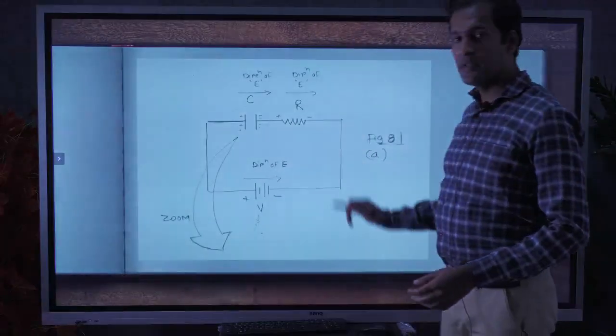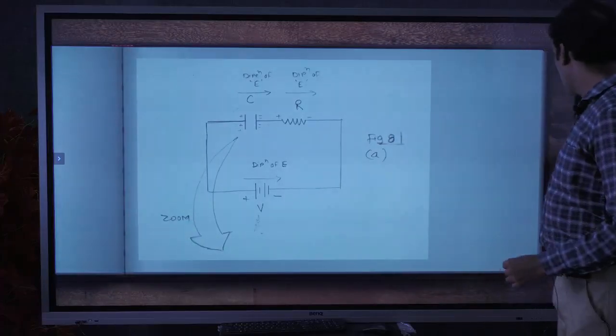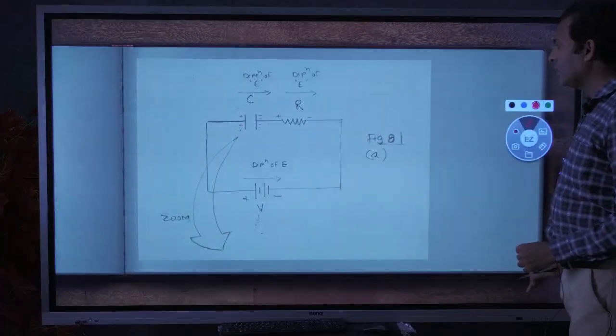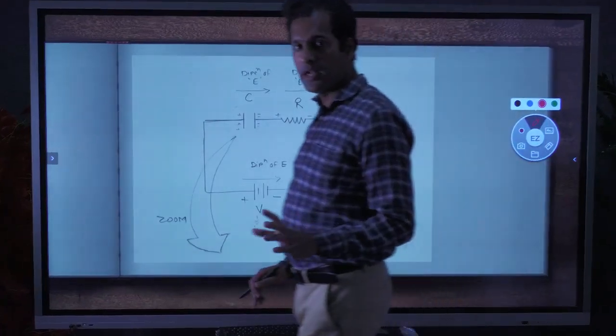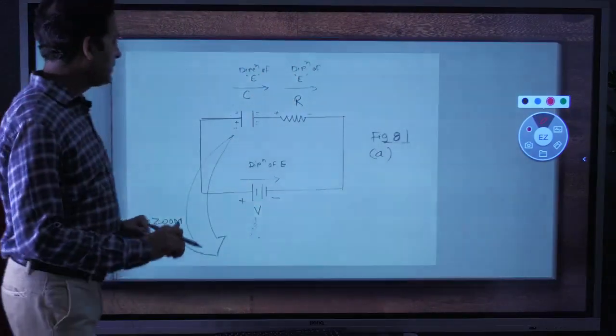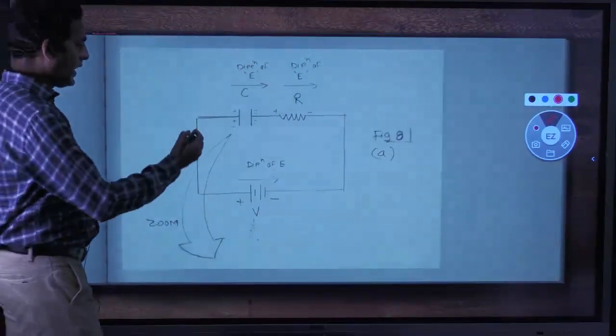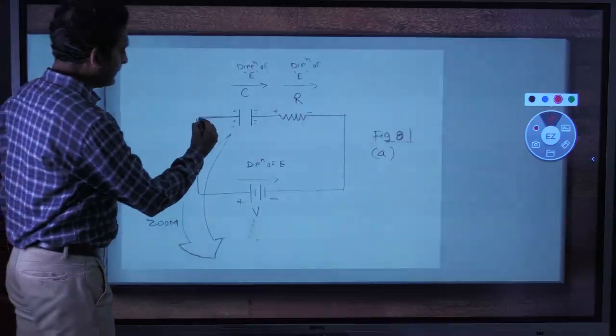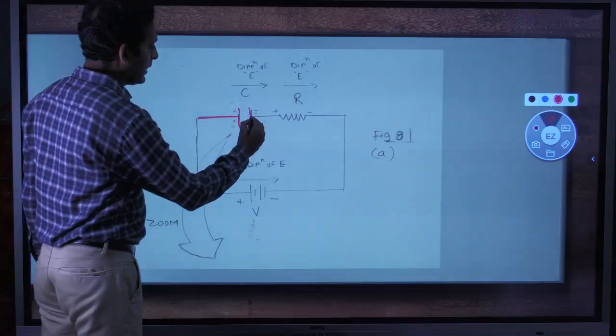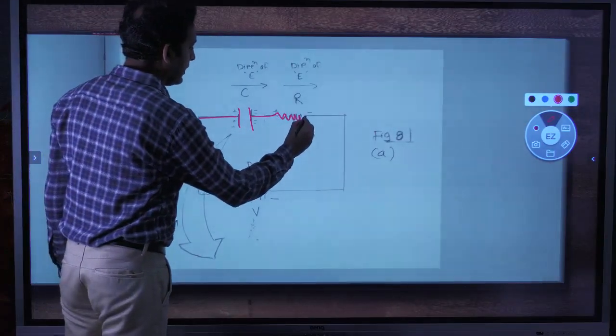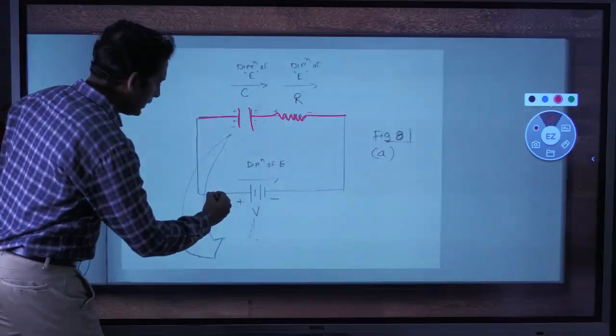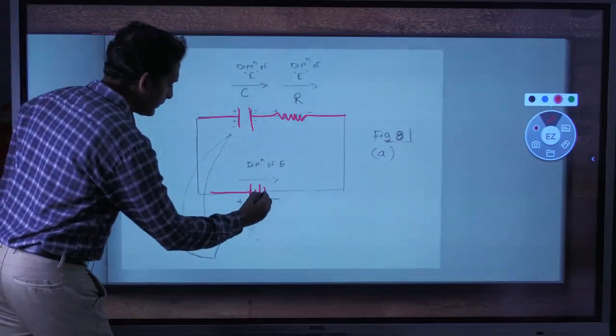So this is the reference diagram we will use to understand the concept of Maxwell's fourth equation. For that we will consider a simple circuit where we have a capacitor and one resistor connected in series along with a voltage source.